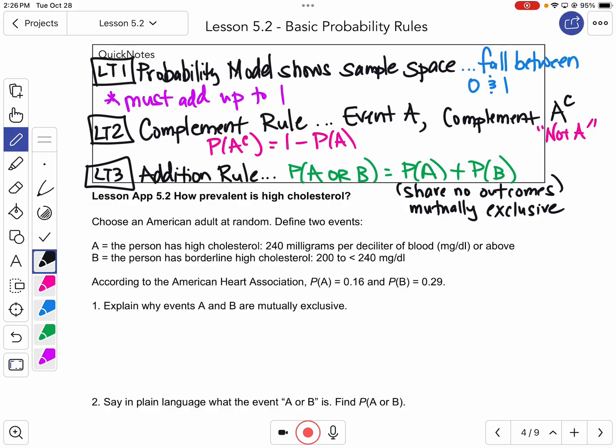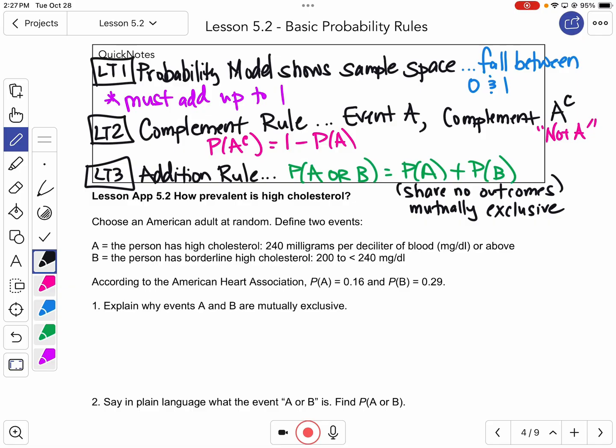So anytime you see an event with a C next to it, that means not that. I want the other thing. Okay? And we can always find a probability we don't know by subtracting what we do know from 1. Okay? So it helps us to find some probabilities.